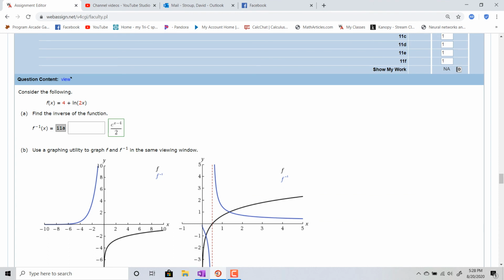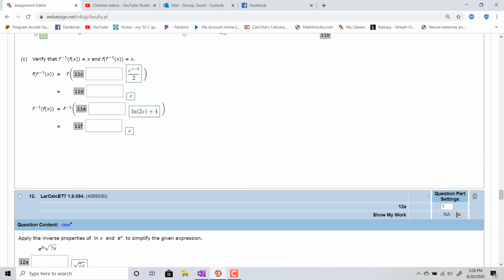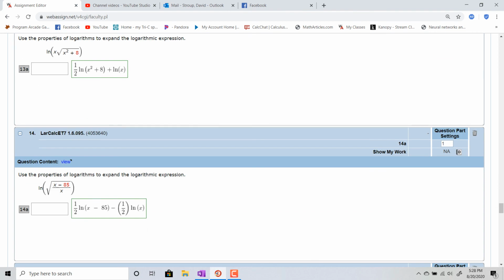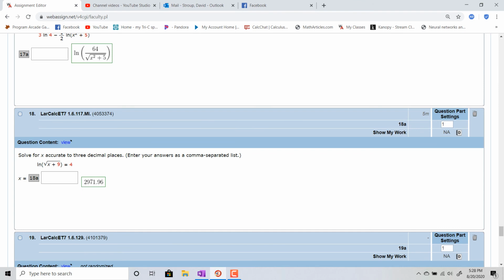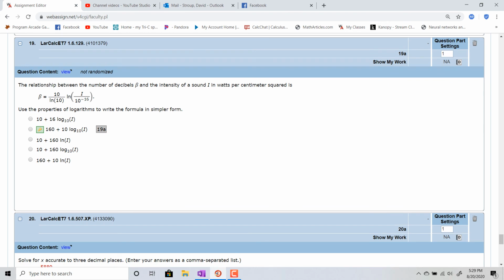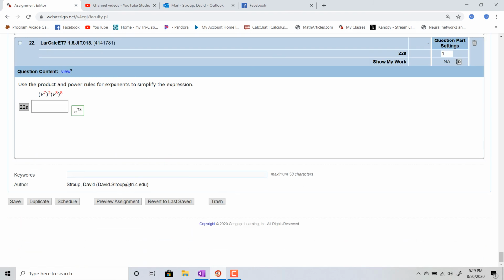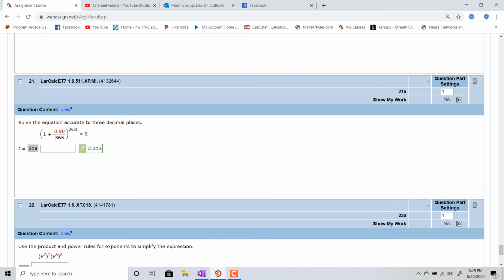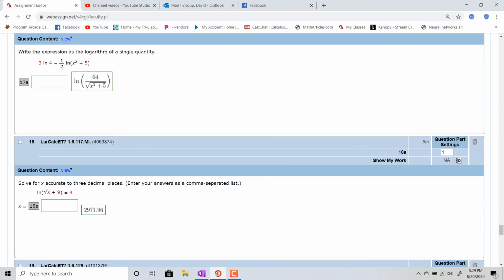What else do we have? Find the inverse of that thing. It's kind of like solving. Expand, condense, condense. It's kind of an application. Let's take logs. And I don't know why that one's in there. Oh, that's just a simple one. Which one should I do?